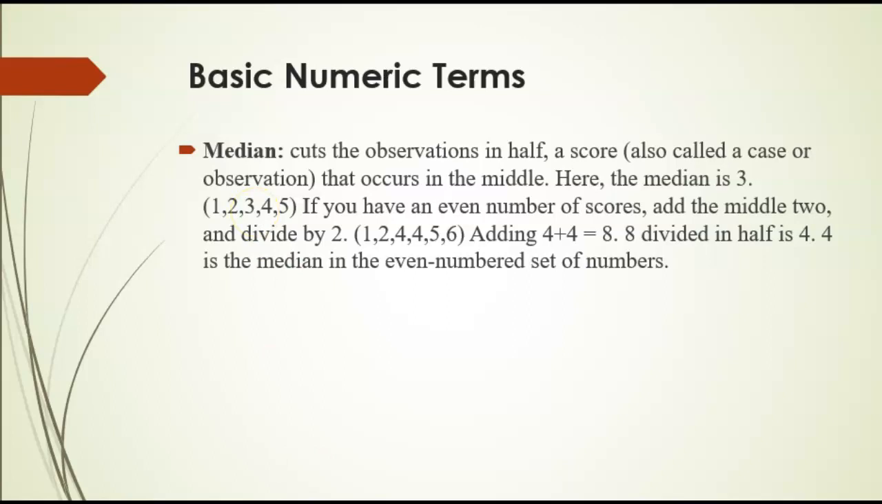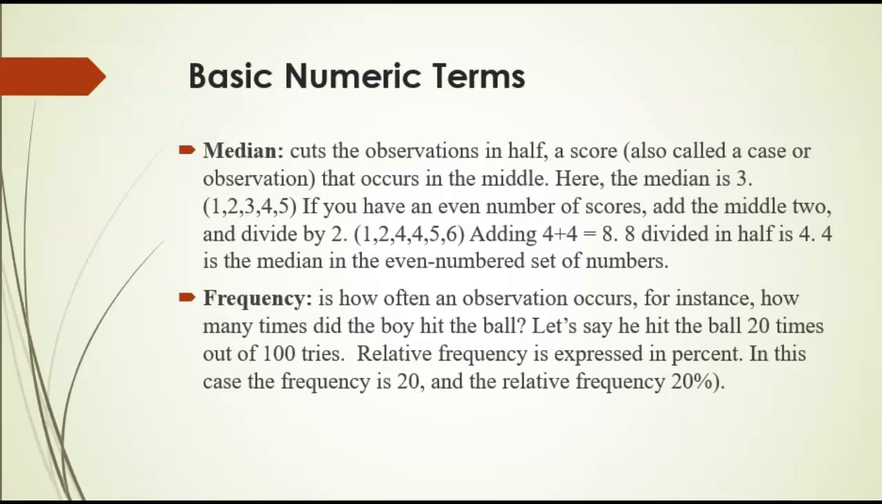If you have an even number of scores, add the middle 2 and divide by 2. Here in this example, 4 plus 4 equals 8. 8 divided by 2 equals 4. So the median is 4.